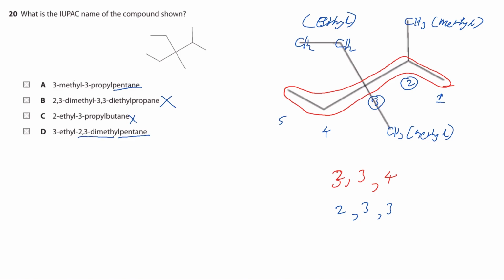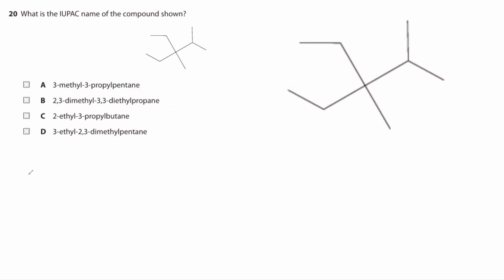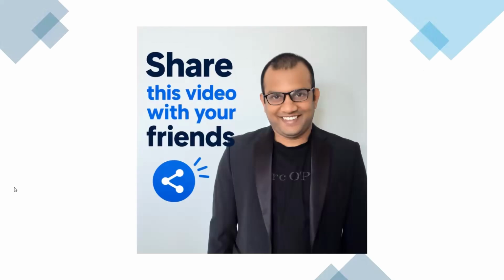2,3-dimethyl. But here there's no 2-methyl group, so it's wrong. So 2,3-dimethyl, and at the third carbon there's an ethyl group. We name them in alphabetical order. Since E for ethyl comes first, we say 3-ethyl first, and at 2 and 3 there are 2 methyl groups: 2,3-dimethylpentane. So our answer for this question is D. So we found the answers for the first 20 MCQs in the 2026 Edexcel IAL Unit 1 chemistry paper.